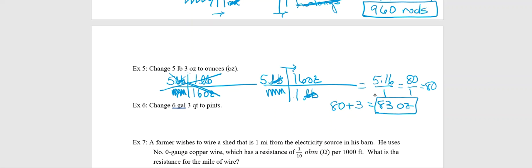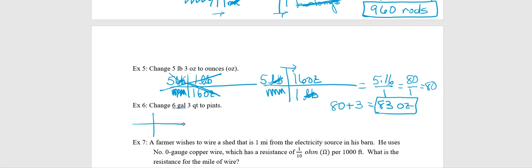Okay, let's try one more of those kind. So this time we have 6 gallons and 3 quarts, and we're going to pints. So even though these are not in pints, we're going to change gallons to quarts. Then we'll add the 3 quarts, and then we'll change those quarts to pints.